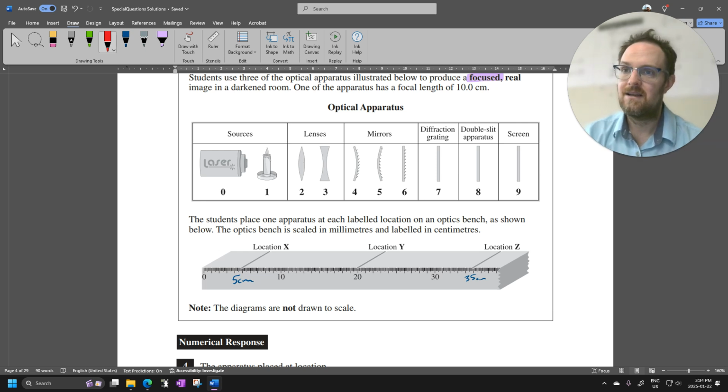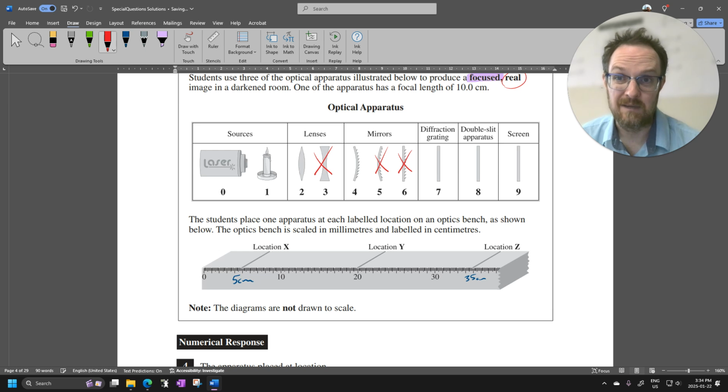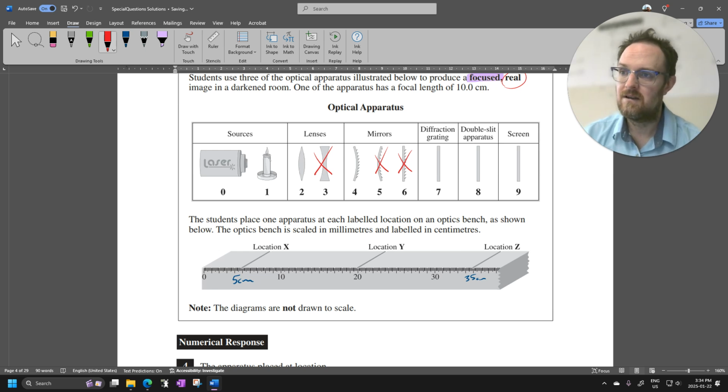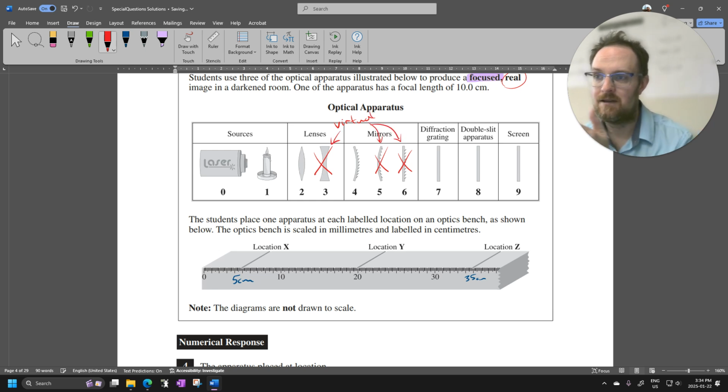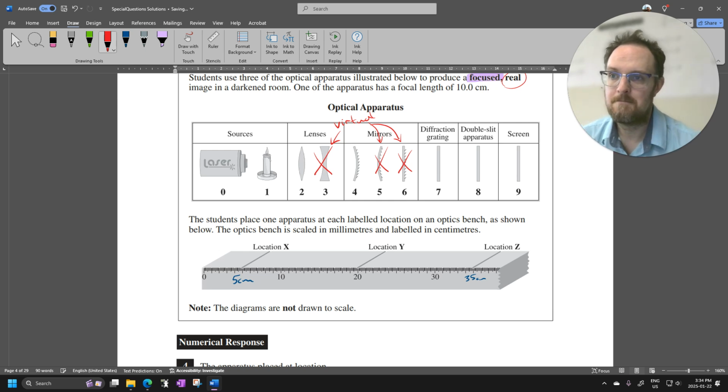So first things first, very key, it says it's real. Diverging and convex and plane mirrors will never create a real image. They always create virtual images. These are always virtual. It's just the thing we know about these types. So it has to either be a converging lens, sorry, or a concave mirror. Okay.